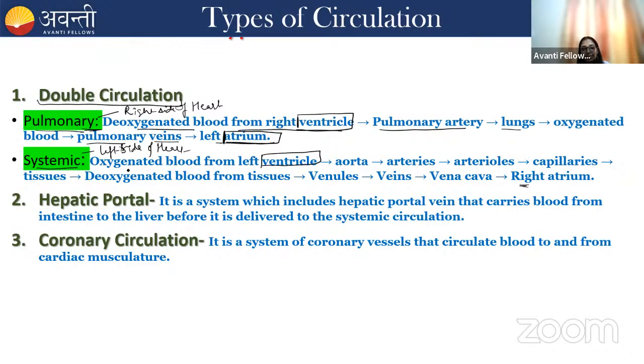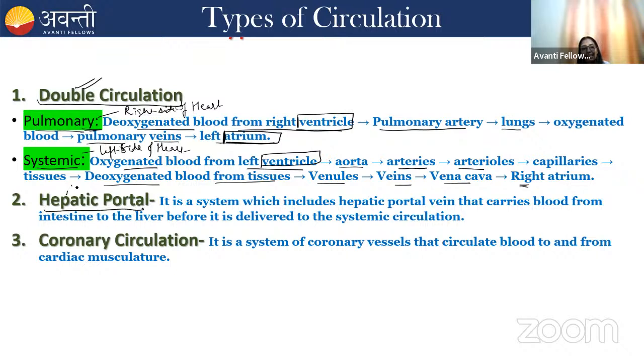Okay, in systemic, what happened? The oxygenated blood from the left ventricle is carried by the aorta, it reaches the arteries, then arterioles, then body tissues, then deoxygenated blood from the tissues goes to venules, then veins, vena cava, and finally to the right atrium. Okay, so this is a complete double circulation.